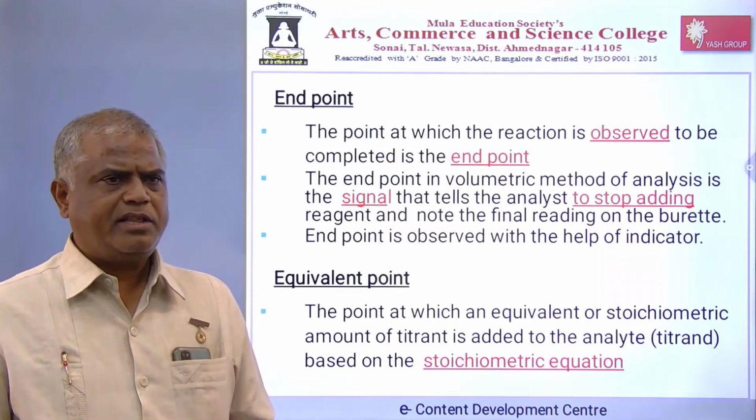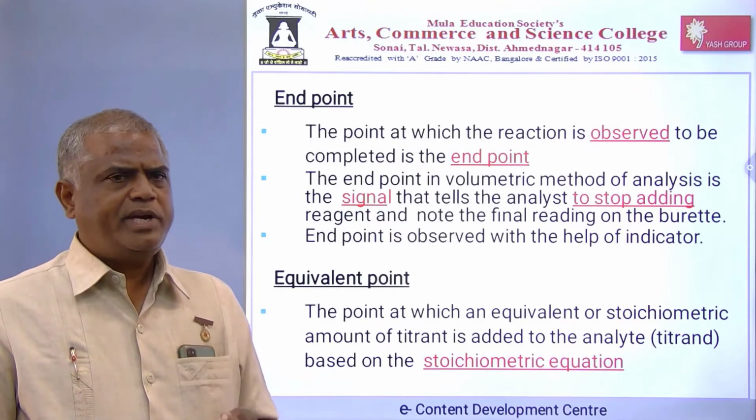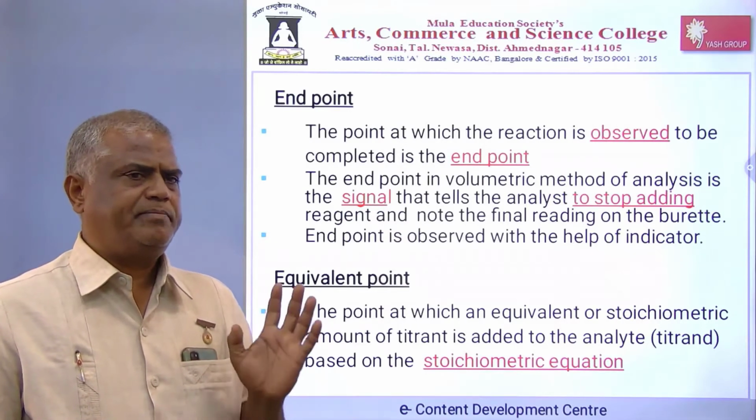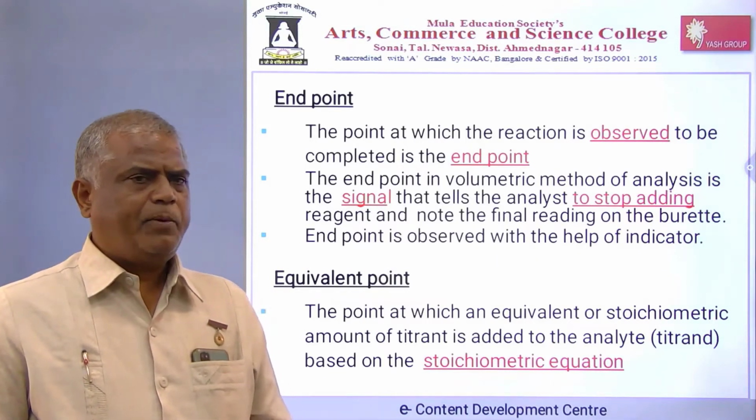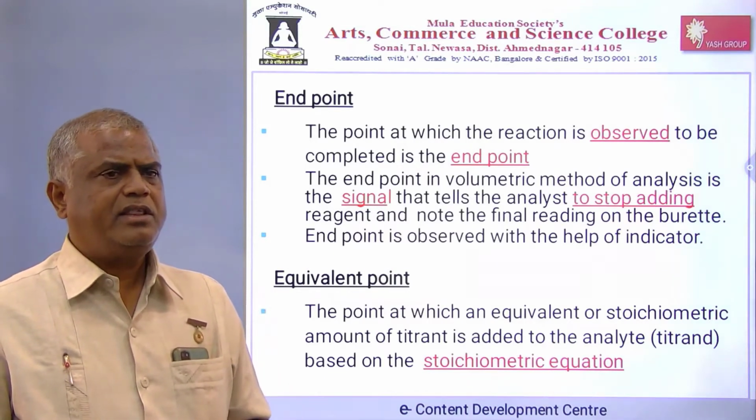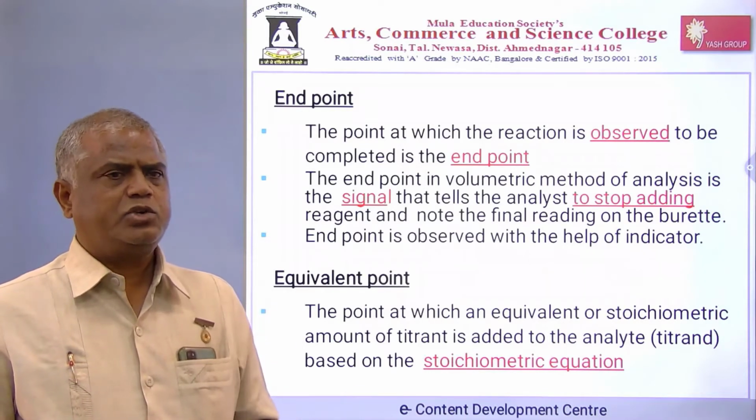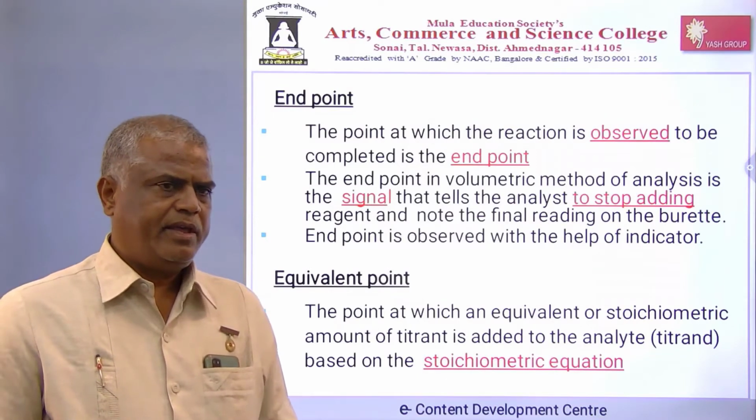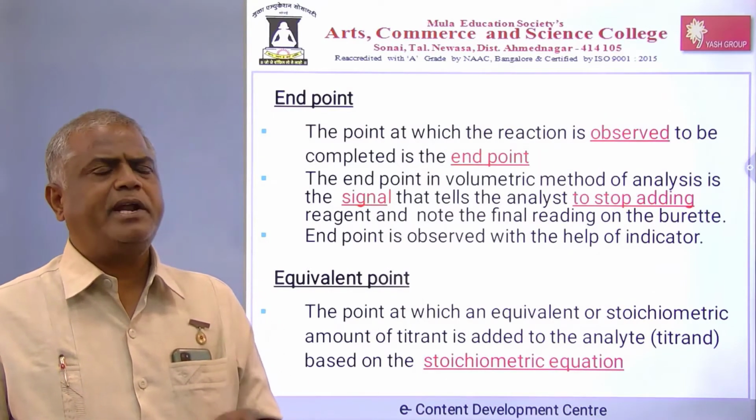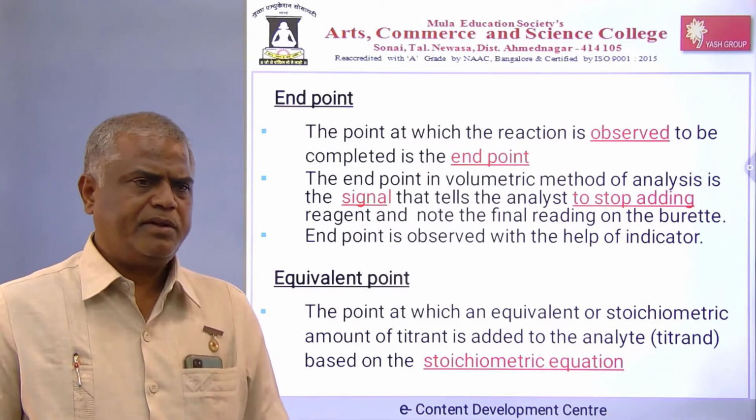Now, what is the end point? During volumetric analysis, one of the points is the end point. The point at which a reaction is observed to be completed is called the end point of titration. The end point in volumetric analysis is the signal that tells the analyst to stop adding the reagent and note the final reading on the burette. The end point is observed with the help of an indicator.